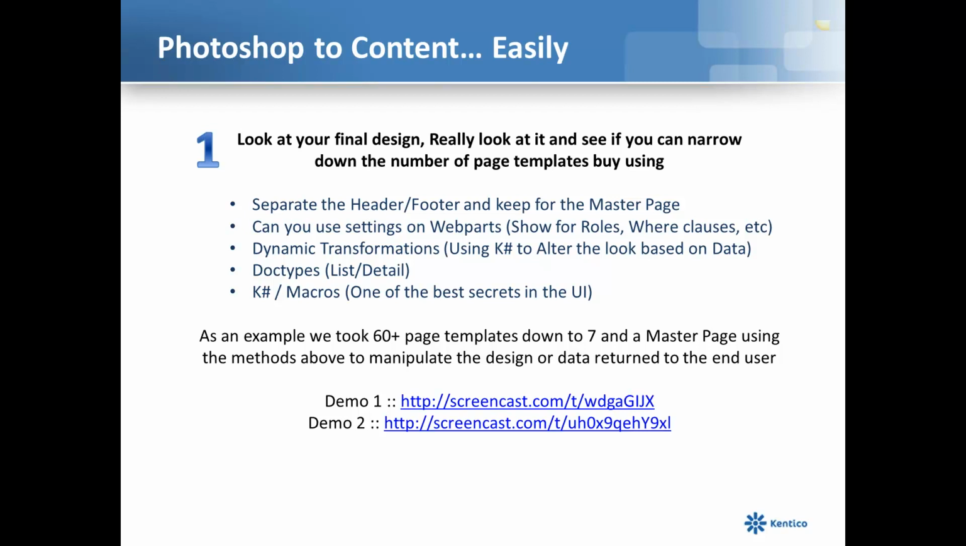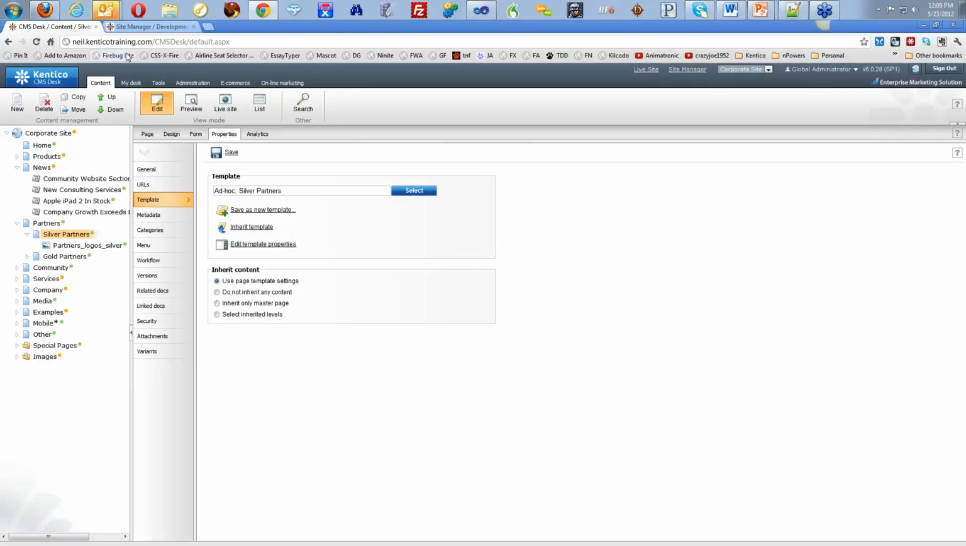Based on how you use settings on web parts, like show for roles or set up where clauses, or even dynamic where clauses, setting up dynamic transformations using K# or a custom function, you can alter the look based on the data. You can set up different doc types that use list-detail situations for content. And then you can use K# and macros, which to me is one of the best secrets in the UI. A lot of people don't realize where these are and how to use them. It's in the dev guide.